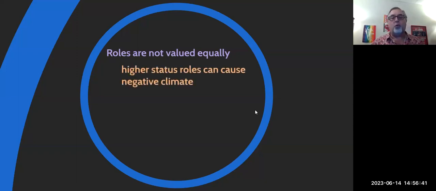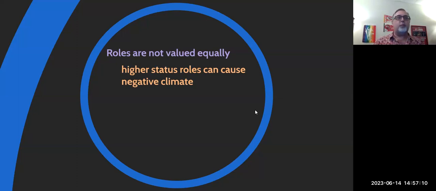Higher status roles in some teams can cause negative climates. If all the rest of the team feels like one person is getting all of the attention and they're not getting their equal due, they're going to feel left out, taken for granted. They're going to feel devalued. And a lot of times that's going to cause ripples. We just talked about ripples. And it could even cause a group to fall apart.